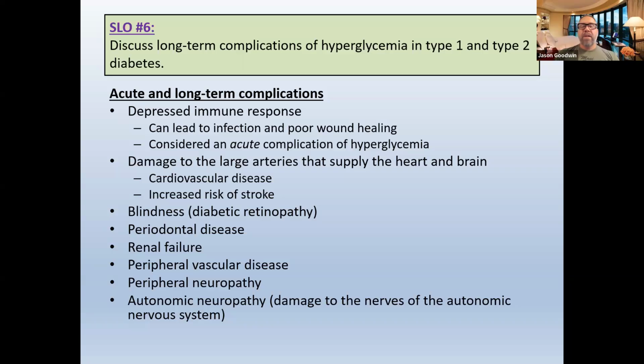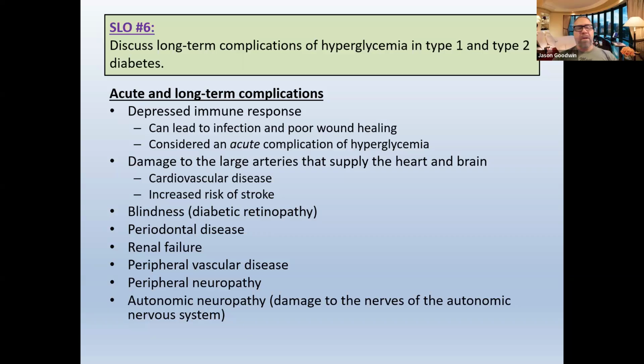You might have erectile dysfunction, orthostatic hypertension. So a change of elevations, you're going to have high blood pressure, and then also urinary problems related to your kidneys. So the long-term responses related to the depressed immune response can lead to infection and poor wound healing. And it's an acute complication of hyperglycemia, okay? So your body's less able to fight infections due to that state. It can also damage the large arteries, and that puts you more at risk for cardiovascular disease and stroke.